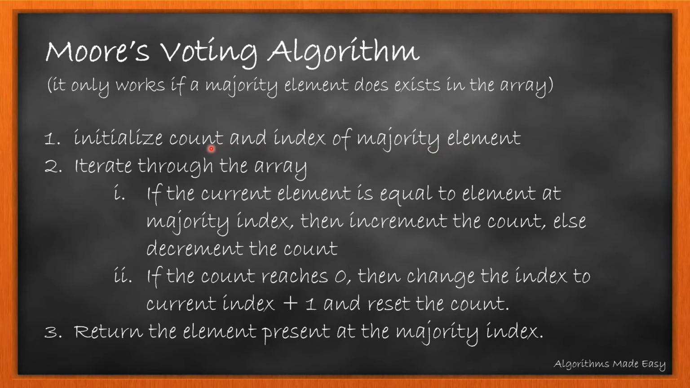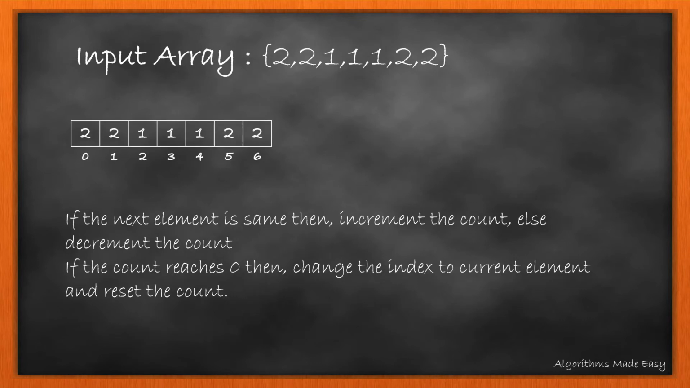In the second step, we will iterate over the array, and if the current value and the value at the majority index are equal, we increment the count, else we decrement the count. If the count reaches 0, we will update the majority index with the current index plus 1 and also reset the count variable. We will now start iterating from the updated majority index plus 1. In the third step, when we are done with all the elements in the array, we will return the value at the majority index. This is our majority element. This is the condition which will be applicable inside the for loop.